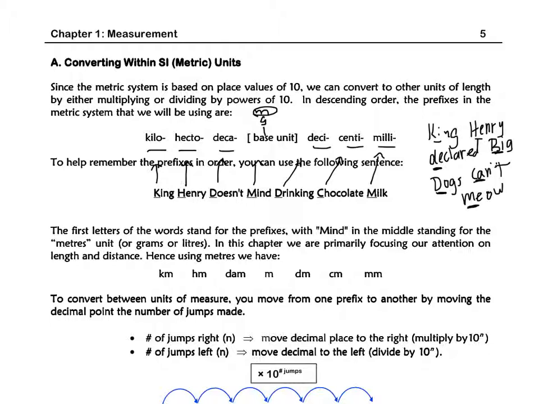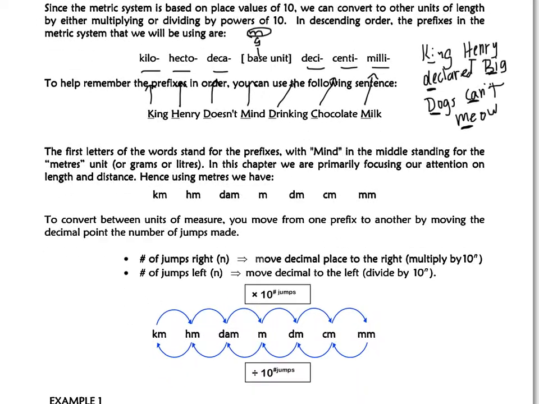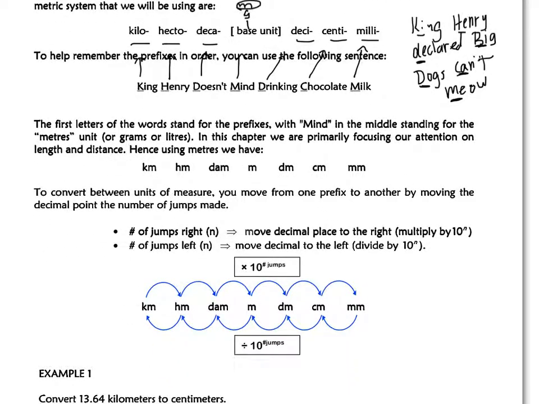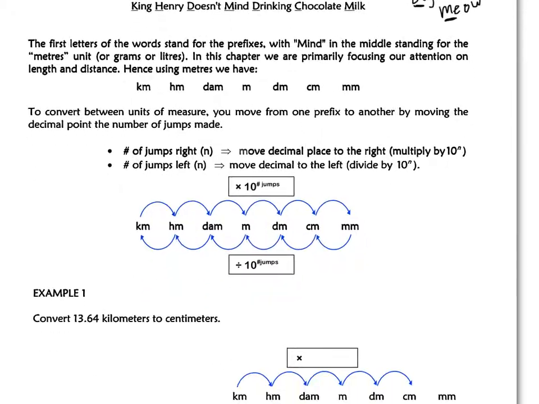If you remember that, that's the order that they go in from largest to smallest. When you're moving to the right, you're multiplying by a power of 10, but if you're moving to the left on that scale, you're dividing by a power of 10. The number of jumps you move to get from one place to the other tells you what power of 10 you need. So let's just try a couple of examples.